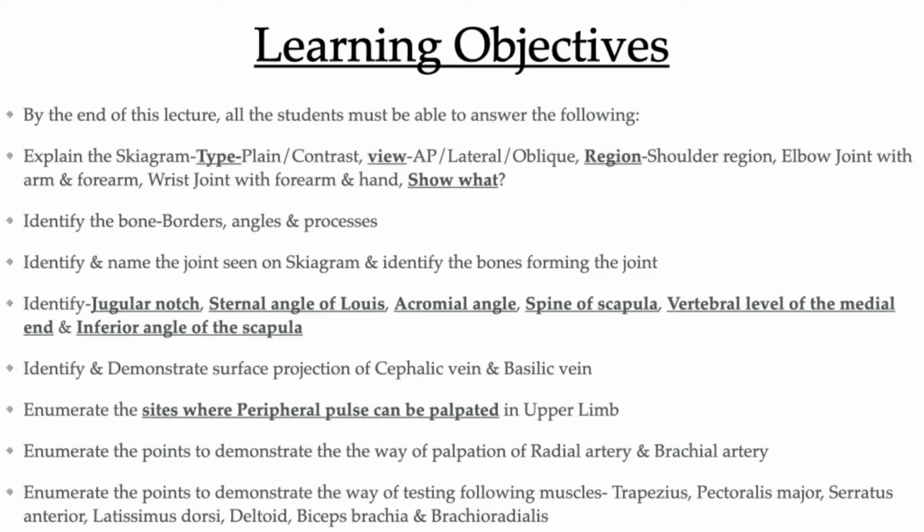You must be able to identify and demonstrate surface projections of cephalic vein and basilic vein. You must be able to enumerate the sites where peripheral pulses can be palpated in upper limb, and this is quite significant for you as a first year student. You must be able to demonstrate the way of palpation of radial artery and brachial artery. You must be able to demonstrate the way of testing the following muscles, which are trapezius, pectoralis major, serratus anterior, latissimus dorsi, deltoid, biceps brachii, and brachialis.